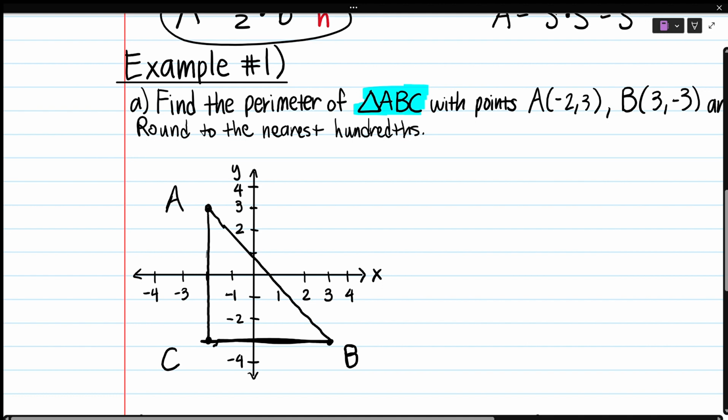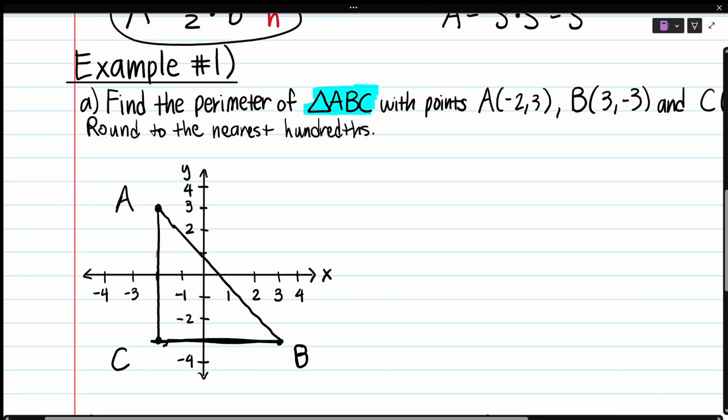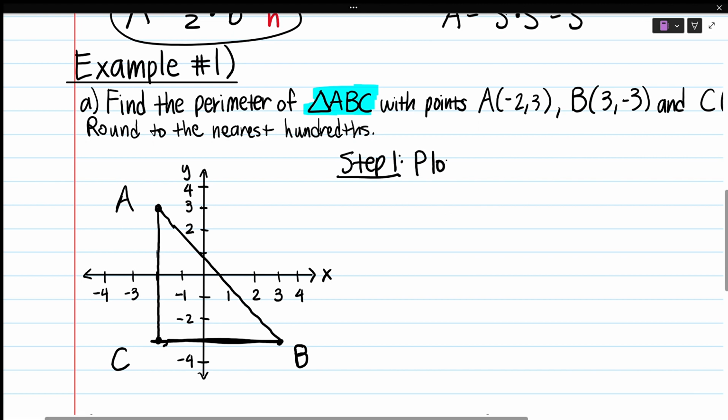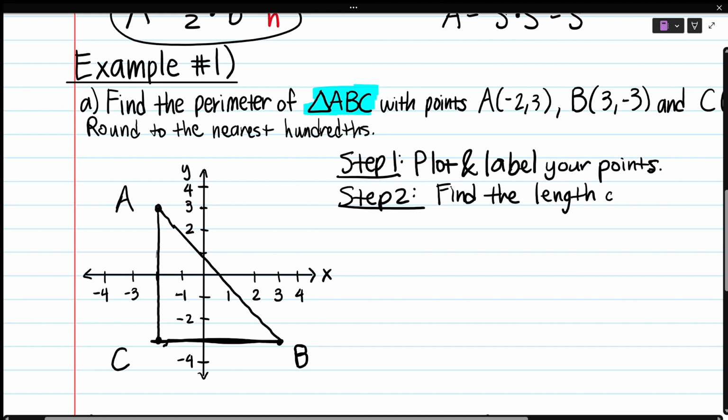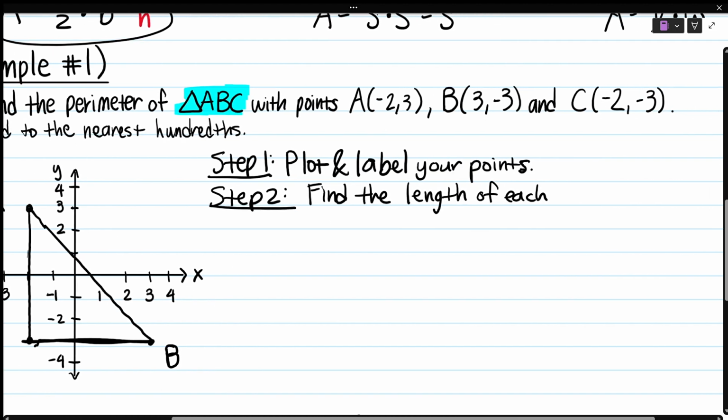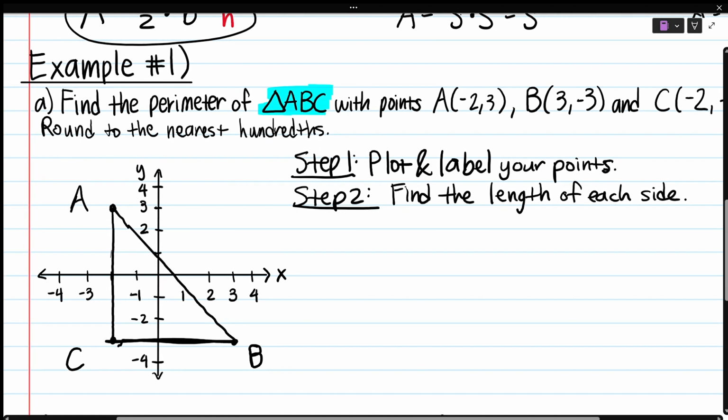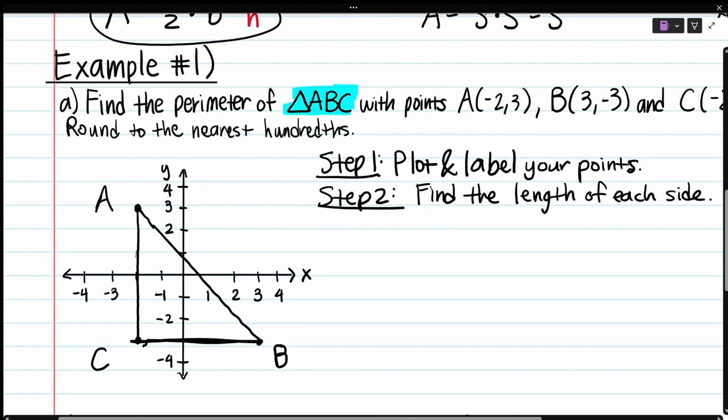But before we do that, we need to solve for the length of each side. So let me break down the steps for you. Step 1: plot and label your points. Step 2 is to find the length of each side. Let's start with A and C, A through C, right here.